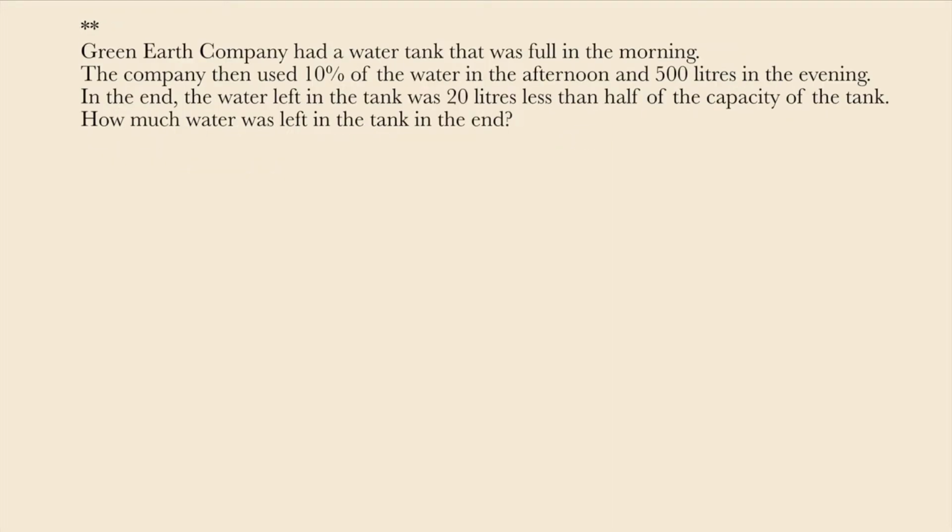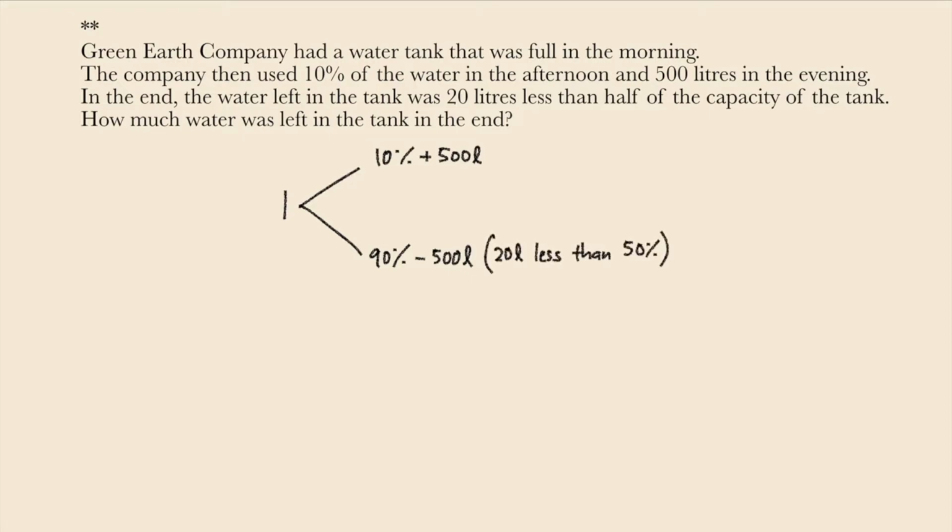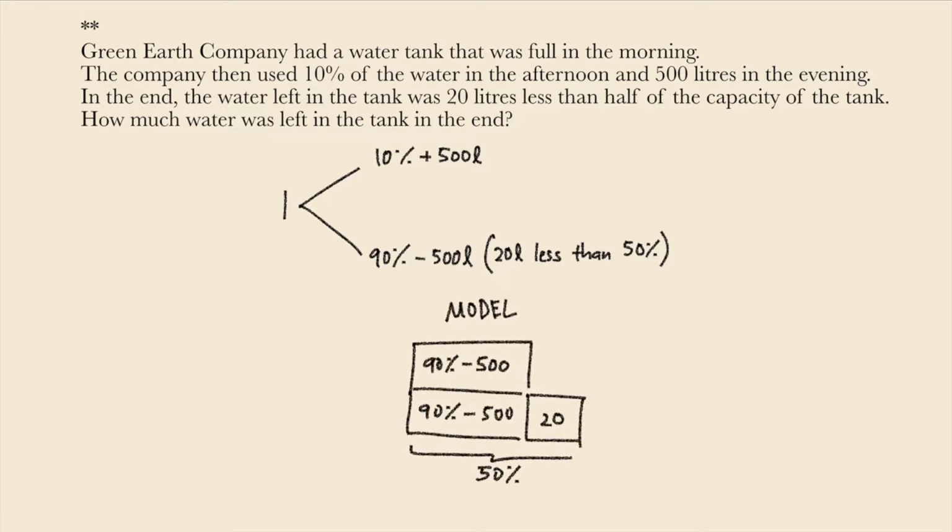Okie dokie, Green Earth Company had a water tank full in the morning. The company used 10% in the afternoon and 500 liters, actual liters, in the evening. So what's left? 90% minus 500. Okay, here comes the confusing part. In the end, the water left was 20 liters less than half the capacity. Looking at this, it may not be that easy to understand, but with a model, hopefully, it's better. So this is what we're left with. And what we are left with is 20 liters less than half the tank.